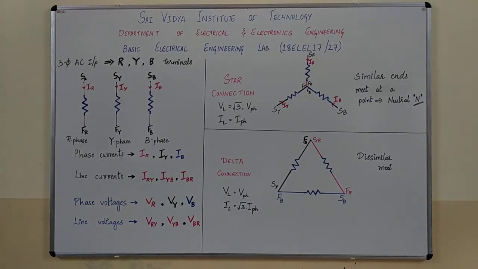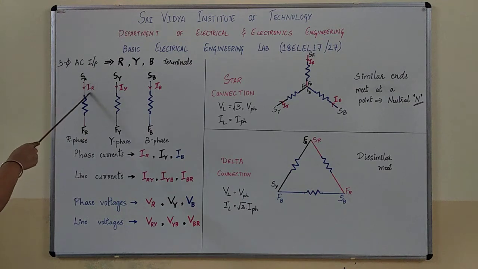In a three-phase AC input, we have three terminals. They are R, Y and B, indicated with a color difference, that is red terminal, yellow terminal and blue terminal. So each current from R phase will be fed to an R load, next to a Y load and a B load. So that is R phase, Y phase and B phase.